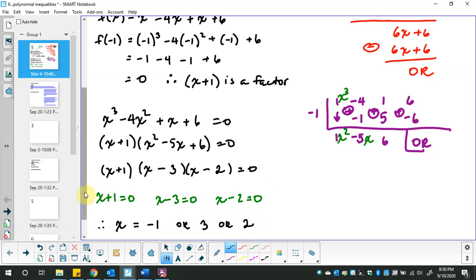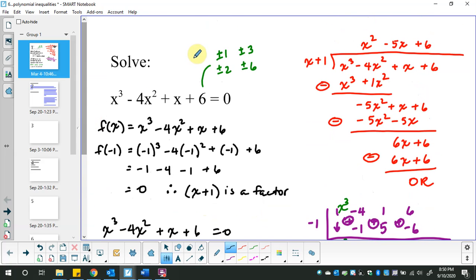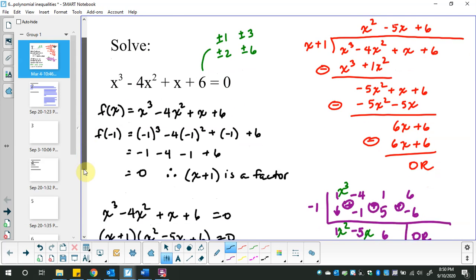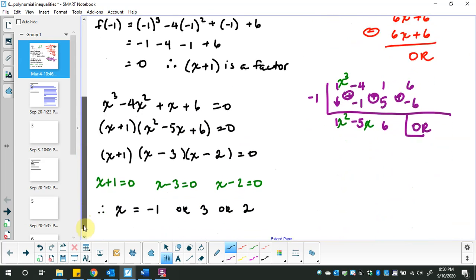I'm not asking you to graph, I'm just asking you to solve. So it doesn't say sketch, it doesn't say graph, it doesn't even have a y equals or an f of x equals. So that means you get to stop right there.